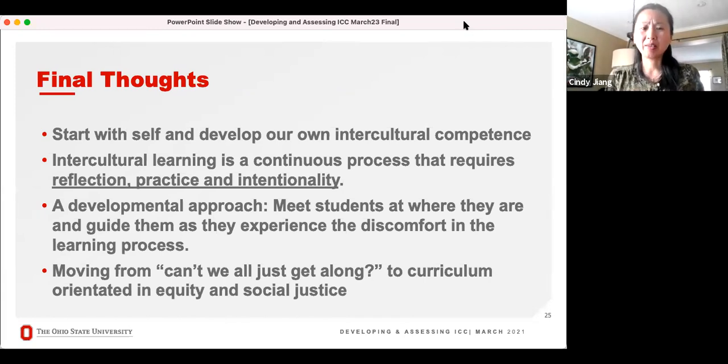Also thinking about how we move from that sense of let's just all get along, teaching tolerance, teaching respect for differences, to a curriculum that is more oriented toward equity and social justice. I think there is a lot of room for us to think about this.